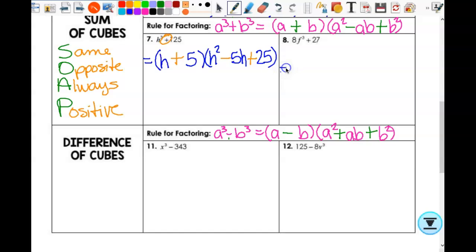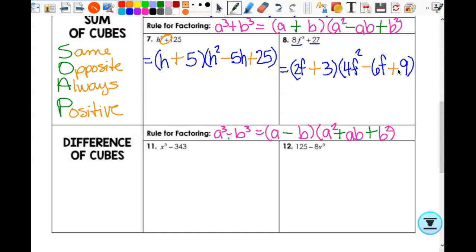So let's look at 8f cubed plus 27. Again, 2 perfect cubes, so binomial, trinomial. What is the cube root of 8f cubed? 2f. What is the cube root of 27? 3. Okay, so then what is 2f squared? 4f squared. Good, you got to square it all. Then I multiply them together and get 6f. Then I square 3 and get 9. Get your signs in there. Same, opposite, always positive. Right. What questions do you have?